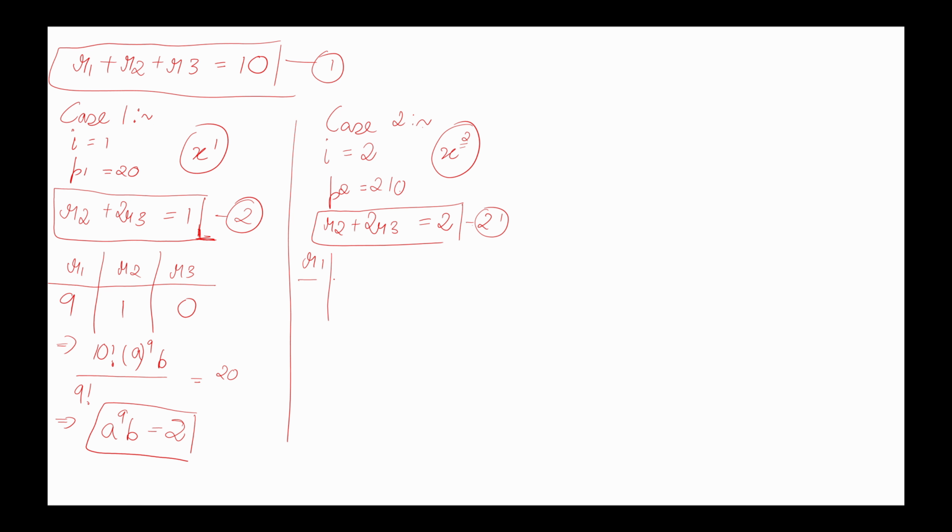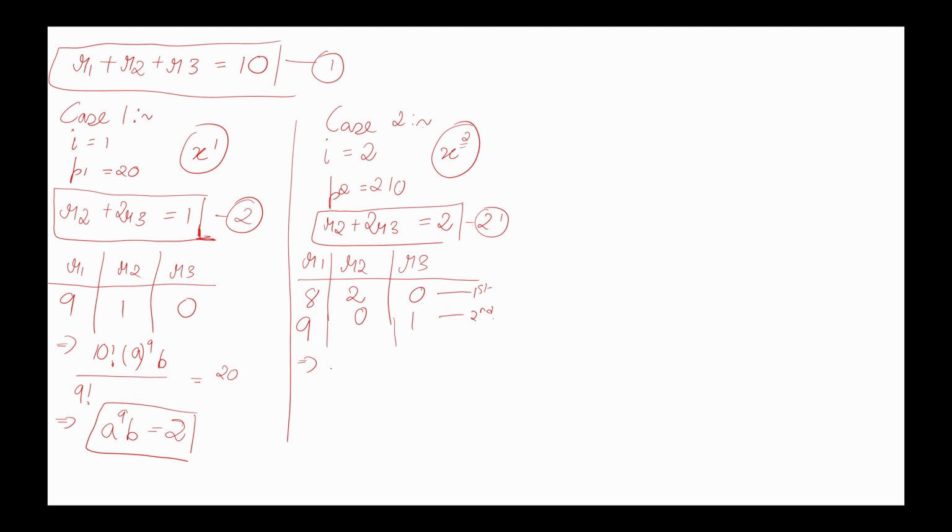Now I have to find the values of r1, r2 and r3 in such a way that they satisfy my 2 dash and 1 equations. What values of r1, r2, r3 can satisfy this? Let's say I take r3 to be 0, then r2 has to be 2, and r1 would become 8. If I take r3 to be 1, r2 would have to be 0, and again r1 would become 9. These are two values. Are there any other values that would satisfy this? No, there are just two values that satisfy these two equations. So my coefficient of x square would be the sum of these two cases, the first case and the second case.